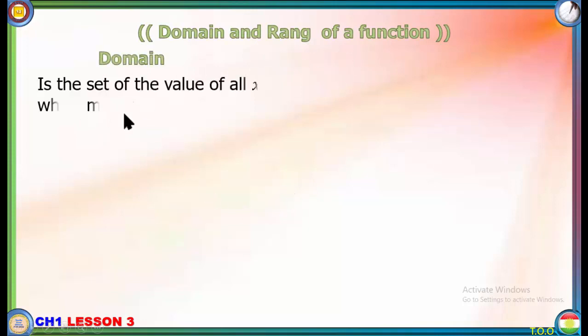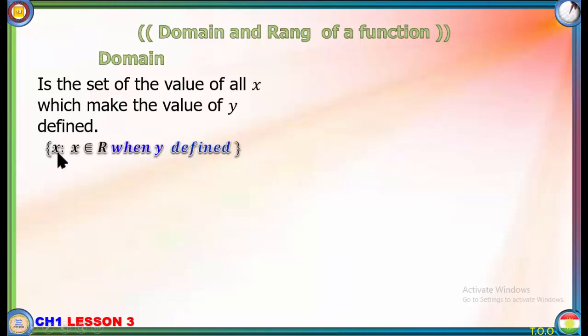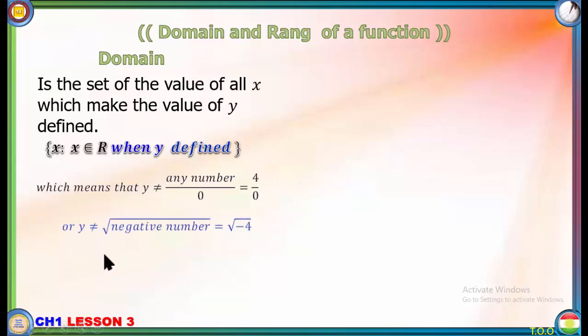Domain is the set of the values of all x which make the value of y defined. For all x belonging to the real numbers when y is defined. That means that y must not equal any number over 0, like 4 over 0, 3 over 0, etc., or y must not equal the square root of a negative number, like the square root of -4.